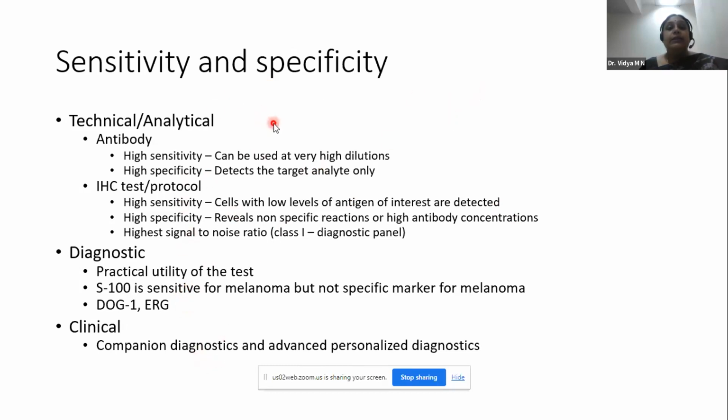Now your technical sensitivity and specificity is predominantly in your analytical area. Here we know that high sensitivity will be for antibodies which can detect low levels of expression even at very high dilutions. That means it is very sensitive. And for high specificity, we know that these antibodies are able to detect the target analyte only. For example, how I mentioned to you earlier, in ALK expression, we know that at very high dilutions, only the ganglion cells of the appendix will take up and no other cells will take up when we are using something like appendix as the control. All right.